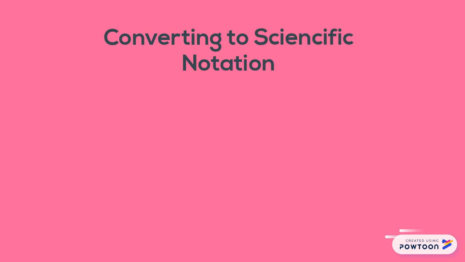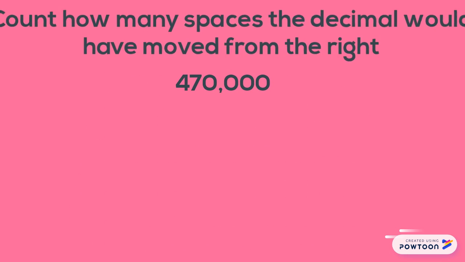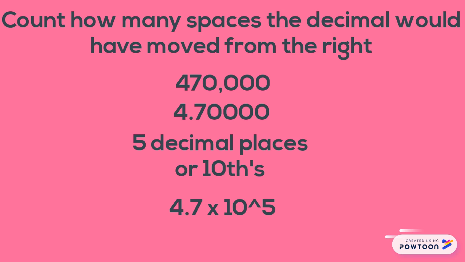If we look at the number below, 470,000, the first thing we want to do is put a decimal point after the first whole number. Next, we're going to count how many spaces the decimal would have moved from the right to the left. In this case, it would have moved 5 decimal places, or 5 tenth places, which would become, in scientific notation, 4.7 times 10 to the 5th.